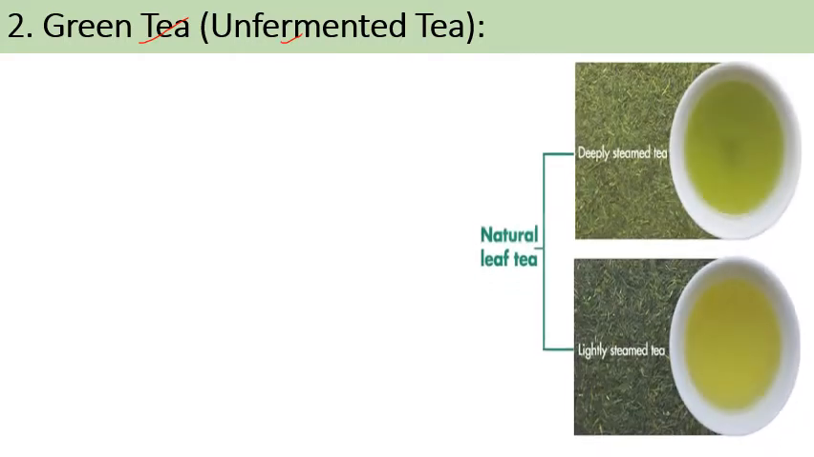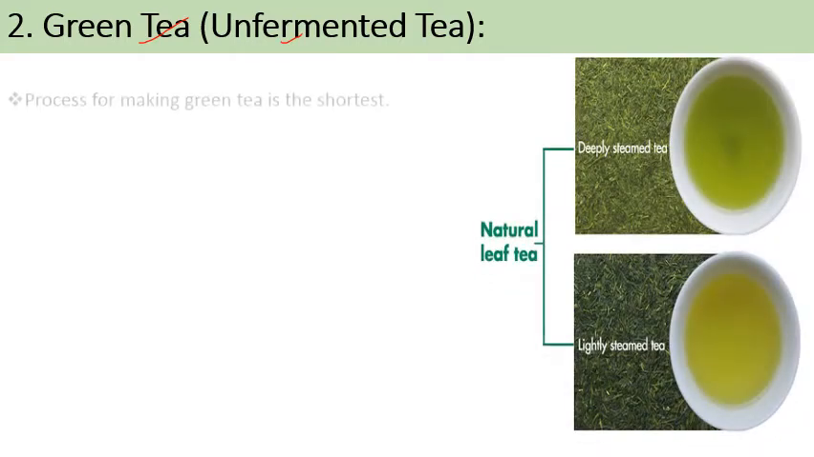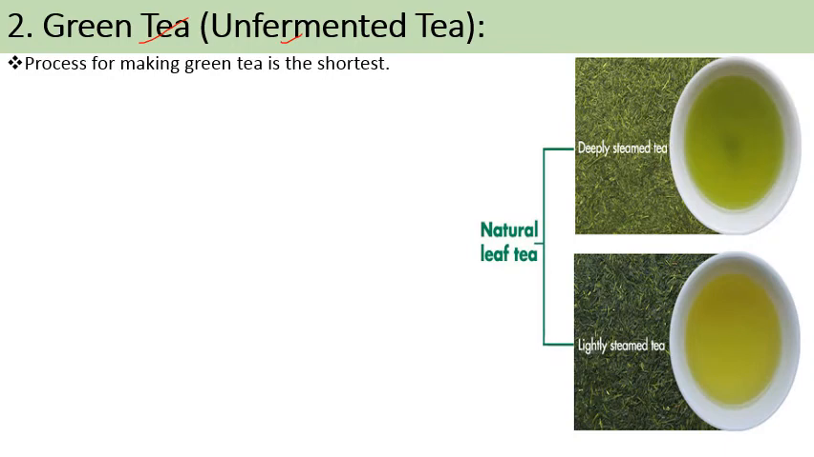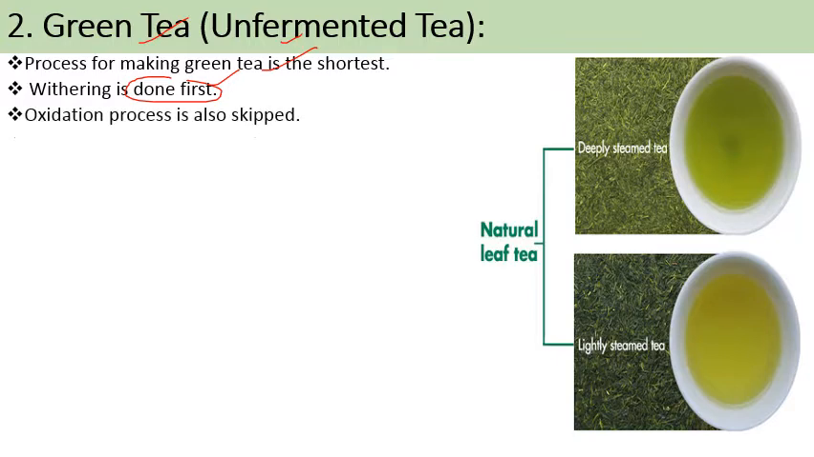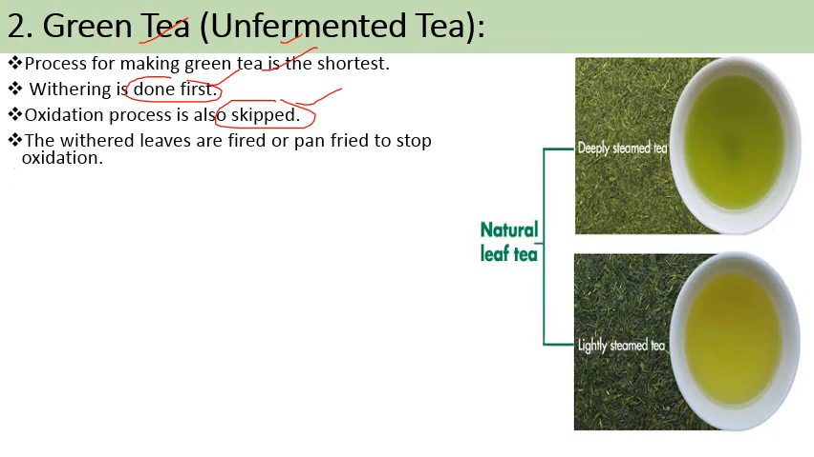Next comes green tea, which is very important, as it is mentioned here. It is unfermented tea. It is the tea which is produced without fermentation. So the process for making green tea is shortest. Withering is done first, that is removal of water content from the tea leaf. Then the oxidation process is skipped. इसमें oxidation नहीं होता है. That is fermentation. Fermentation is skipped in this tea preparation.